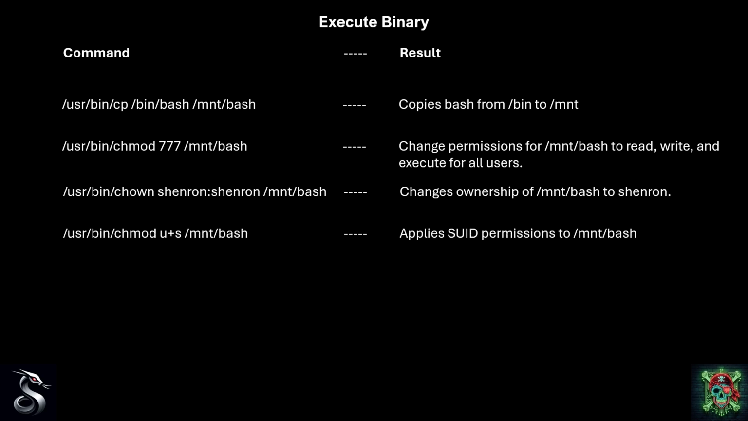Finally, we have the /usr/bin/chmod u+s /mnt/bash. This is once again using the change mode function to set permissions for /mnt/bash, but this time we're giving it that special permission we saw earlier, SUID. So, in summary, the execute binary when run will copy the bash binary to a new location, change the owner to a user with elevated privileges, and then allow anyone to run that binary with that user's privileges.